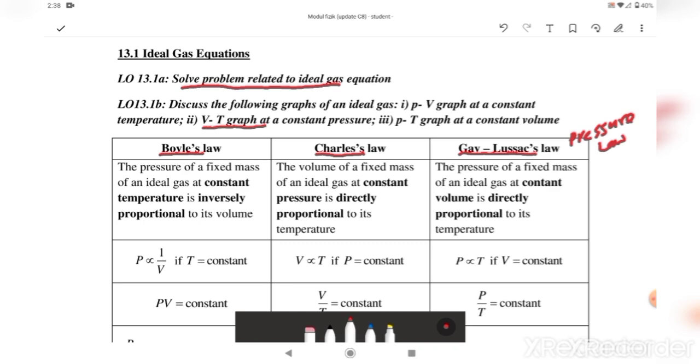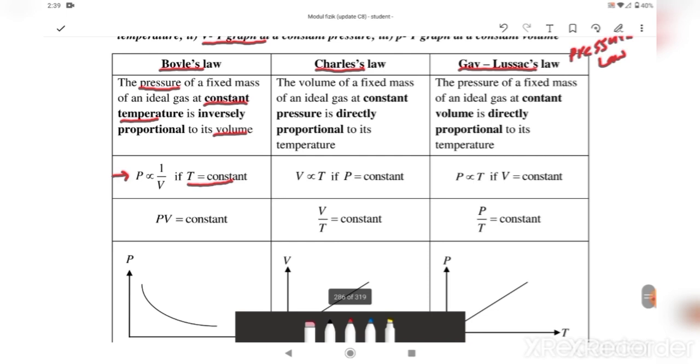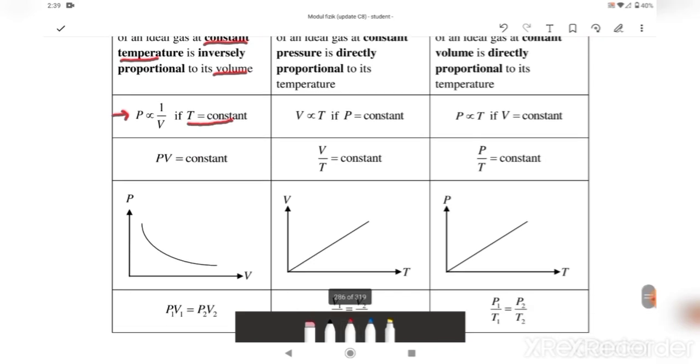Boyle's law states that the pressure of a fixed mass of an ideal gas at constant temperature is inversely proportional to its volume. So mathematically, we can write it like this: P, the pressure, is inversely proportional to volume, and the condition is that temperature T is constant. We can also write it as PV is equal to constant.